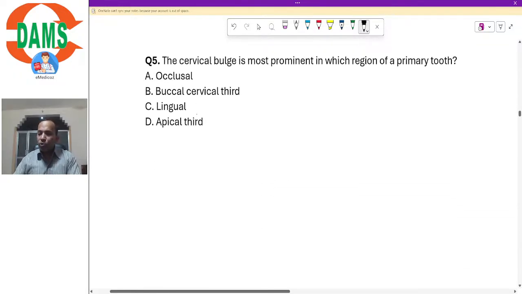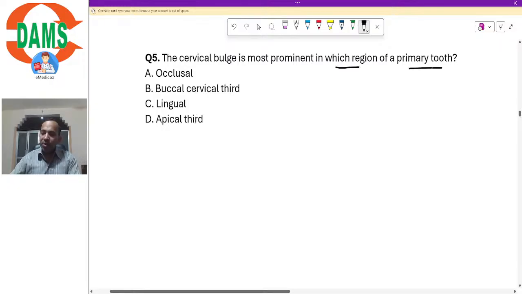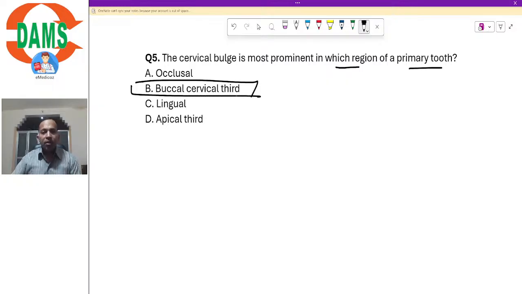The cervical bulge is most prominent in which region of the primary tooth? Now again we have discussed it when we were talking about the tubercle of Zuckerkandl. So when we discussed the tubercle of Zuckerkandl, where was the cervical bulge more prominent? It was most prominent on the mesiobuccal surface, right? So we can say that the most prominent cervical ridge is seen on the buccal cervical third. The cervical region will be in the cervical third only, that is given. So even if you did not have these two words, you would still go with buccal, right?